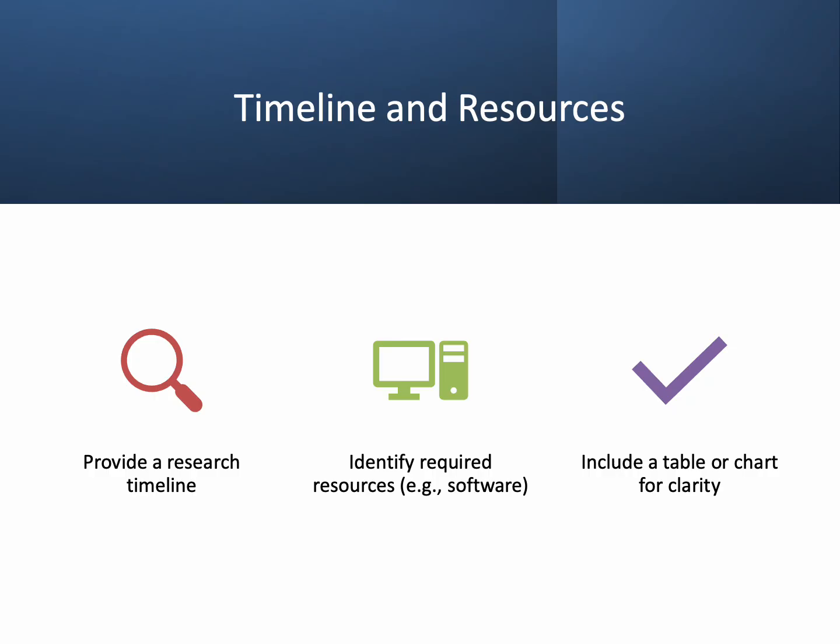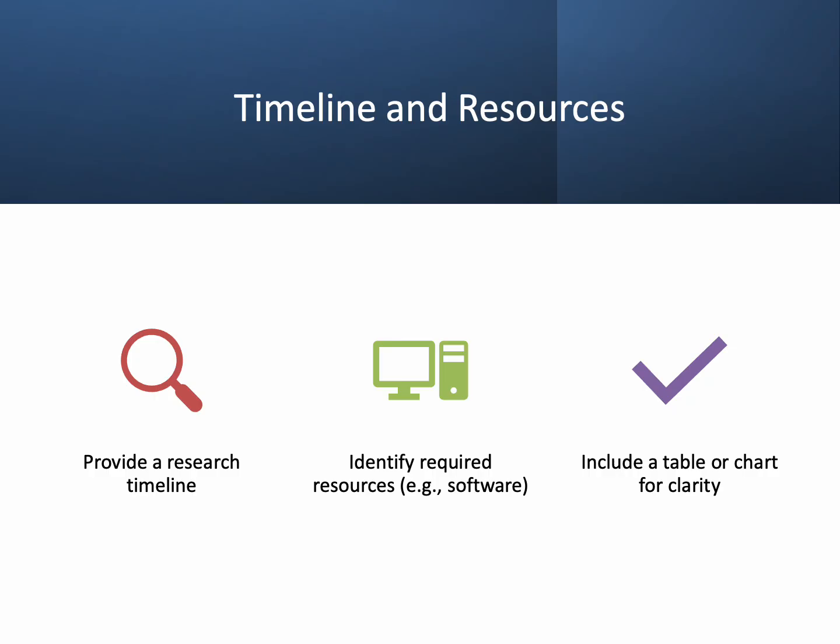Following expected outcomes, let's discuss the timeline and resources section of your healthcare management research proposal. This section provides a detailed timeline for your research, outlining key phases like literature review, e.g., 2 weeks, data collection, e.g., 4 weeks, and analysis, e.g., 3 weeks. For example, a study on emergency room wait times might schedule observations over 1 month, followed by data analysis.